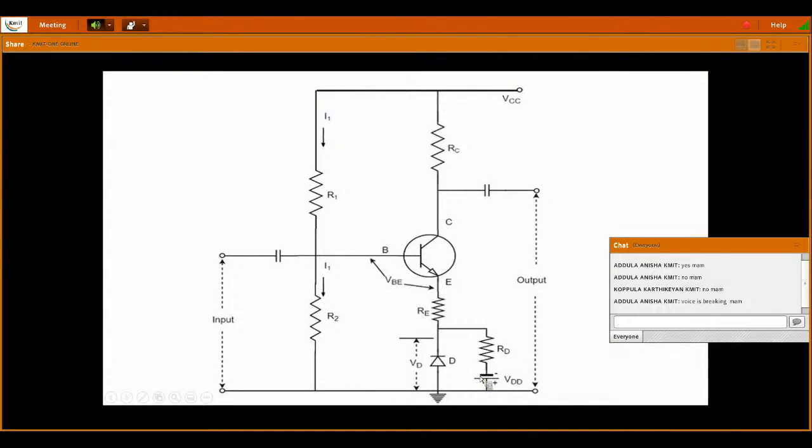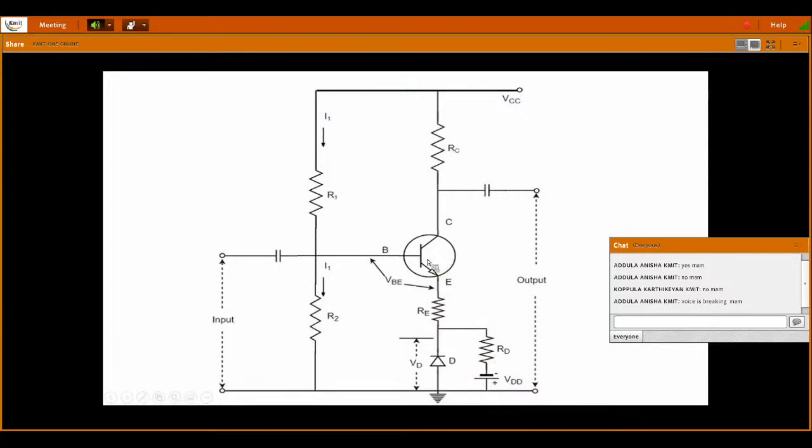Now here, after connecting this diode, how can it manage your VBE variation? Your transistor is of NPN type. If I'm taking silicon, the same type of PN junction diode I have to take. For example, this is a silicon transistor, so I have to take a diode with the same semiconductor material, silicon. If I am taking a germanium transistor, then I have to take the diode of germanium type.